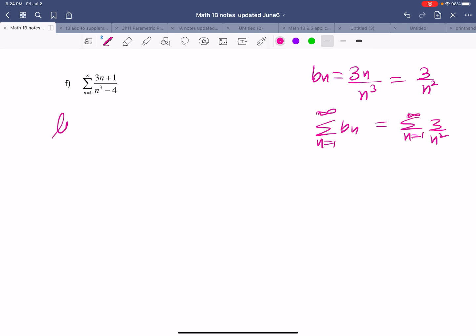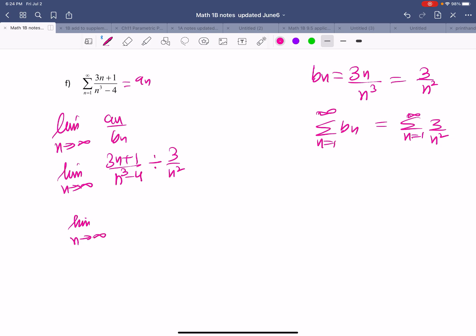Now, the limit comparison test: limit as n goes to infinity of an over bn, which is 3n plus 1 over n cubed minus 4, divided by 3 over n squared. You could just call it 1 over n squared; it doesn't have to be 3 over n squared. That's 3n plus 1 over n to the 3rd minus 4, times n squared over 3.